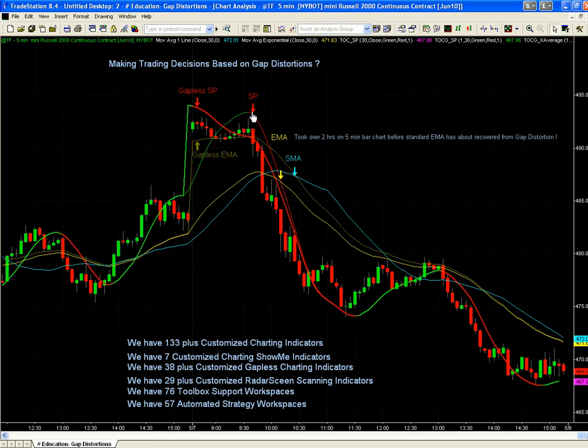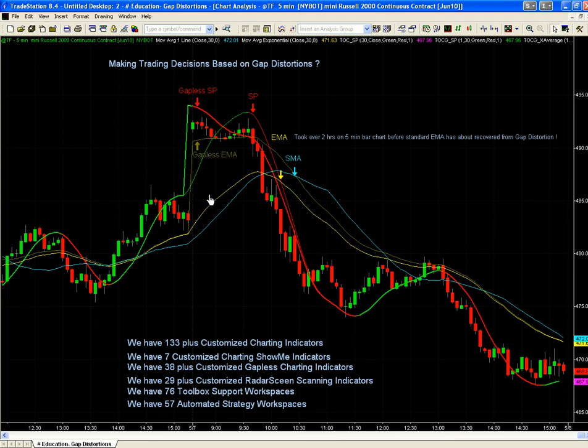The smooth price, however, keeps you on the right side of the trade all the way down. You actually realize that there's a sideways movement here. Then it keeps you on the right side of the trade all the way down here, and another sideways movement as it crosses over.